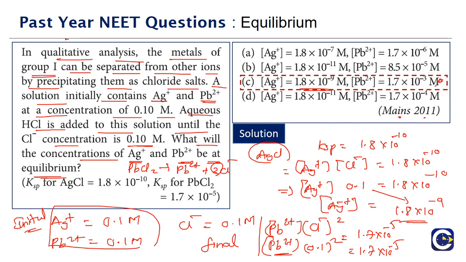So here it's not about the initial concentration of Ag+ and Pb2+; that is just given to mislead us. What is the basic question? We have the chloride ion concentration fixed in both cases at 0.1 molar, and the Ksp values are given for both the salts. We need to find the equilibrium concentration, meaning the saturation concentration. For that we have to go for the Ksp formula of both the salts. So the correct answer for this is option C.